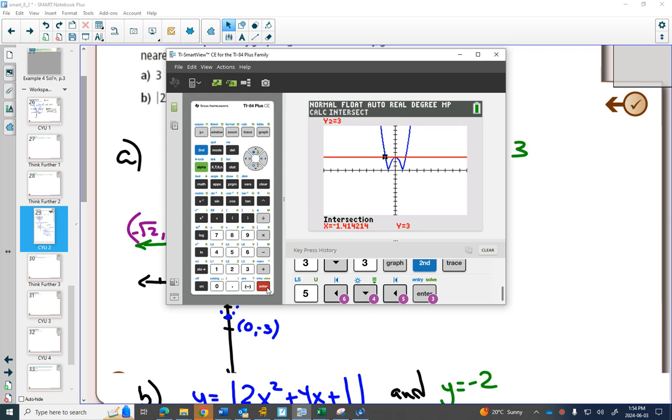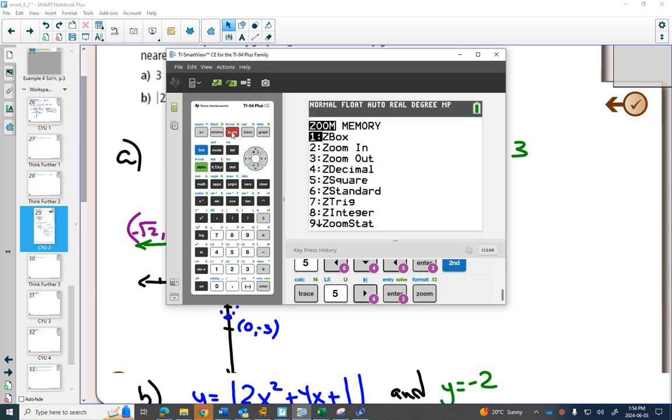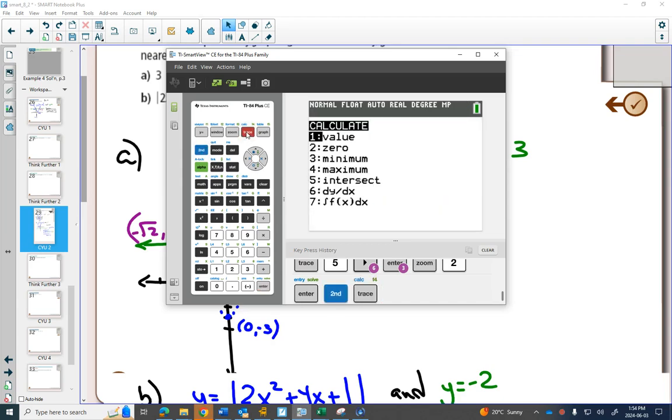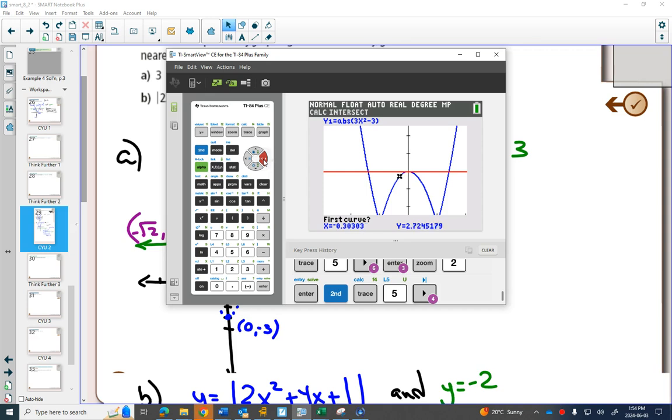If I wanted to find the 0, 3 one, I could do it again. Second, calculate the intersection. This time I move my cursor closer to that one, enter, enter, enter. Oh, we can't find that one. That's fascinating. It skipped over the one that was really close. Graphing calculators sometimes have issues. Uh-oh. I'm going to try zooming in. And then I want to go second, trace. Where do they intersect? Number 5. Okay, I'm really close to this one. Last time it skipped over. Enter, enter, guess, enter.